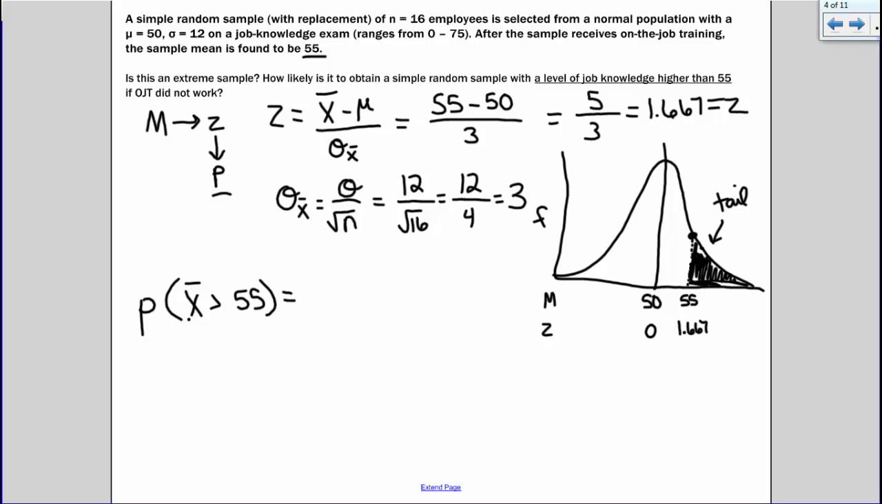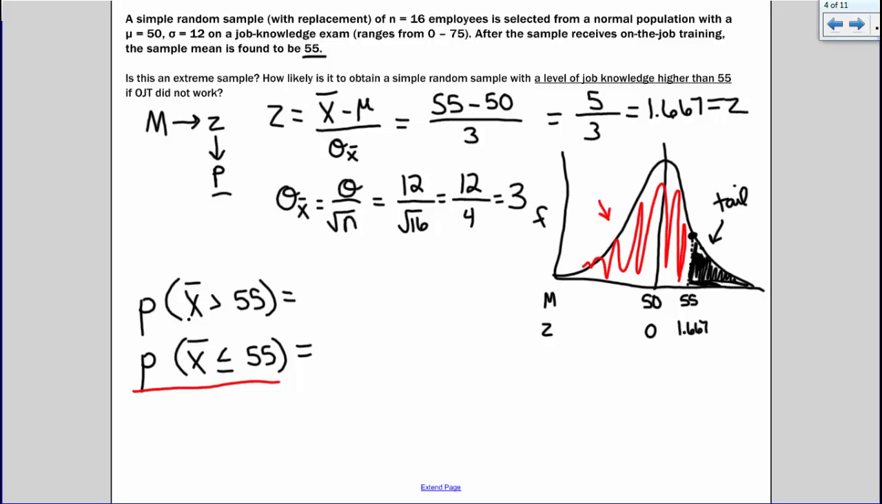Now you know what? While we're there, let's go ahead and figure out what's the probability that you would randomly get a sample mean from 16 employees that's less than or equal to 55 from this population, assuming that on-the-job training has no effect and our sample still does represent the population. Well, for that one, we'd be looking in the body.